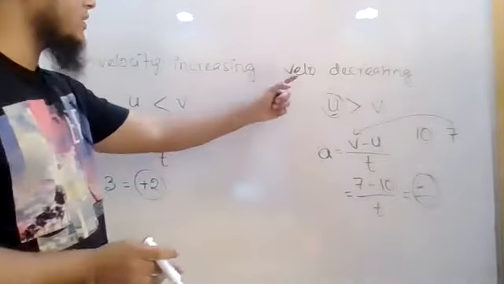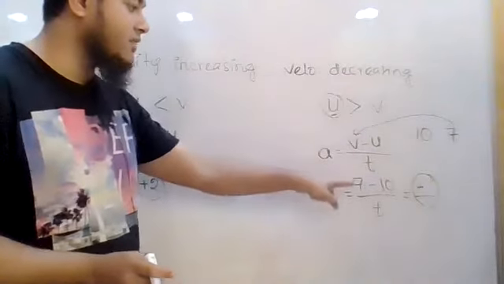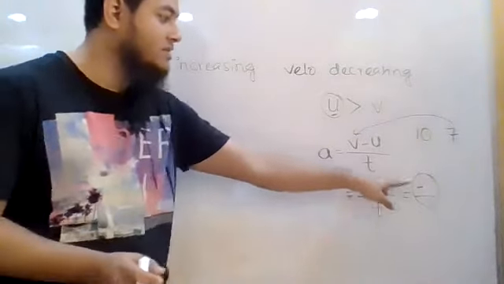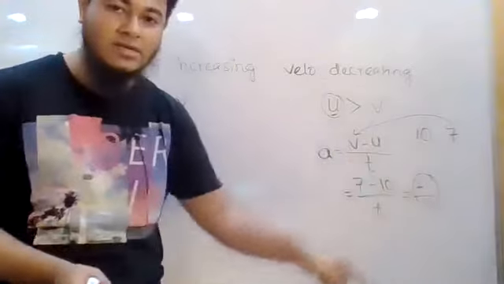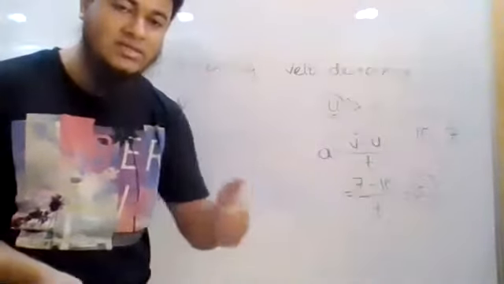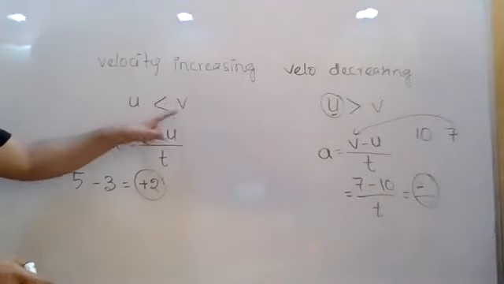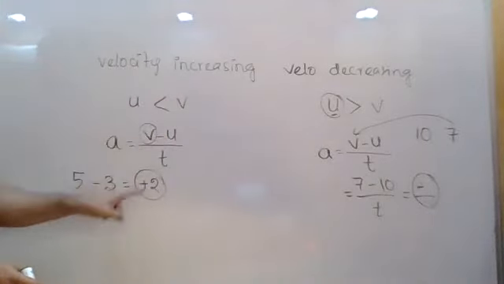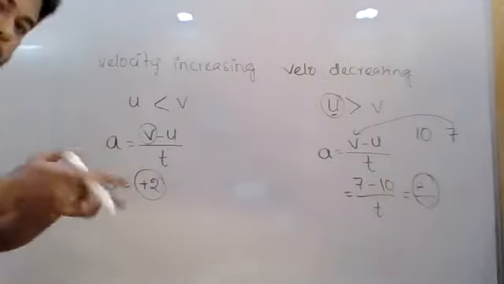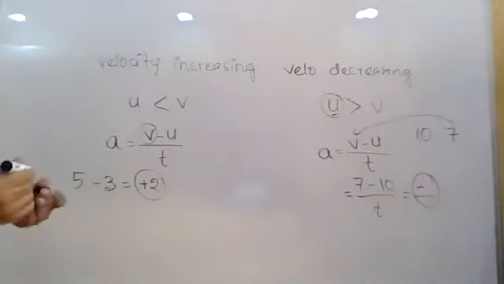So that is why when the velocity is decreasing, the final velocity is less than the initial velocity. As a result, we get the acceleration negative. We call it retardation. And when the velocity is increasing, the final velocity is higher, so as a result we get a positive value of acceleration. Anybody has any doubt?